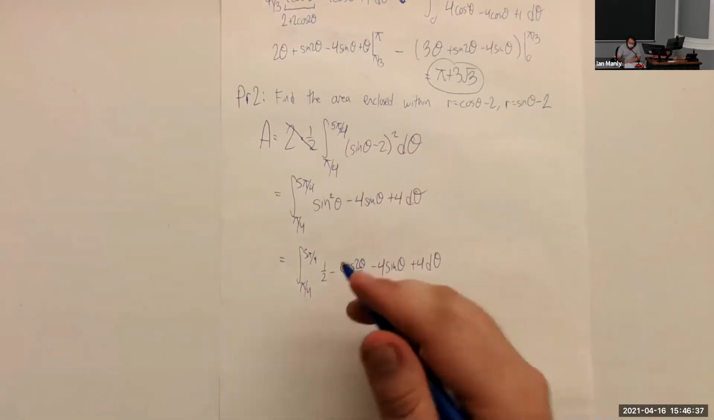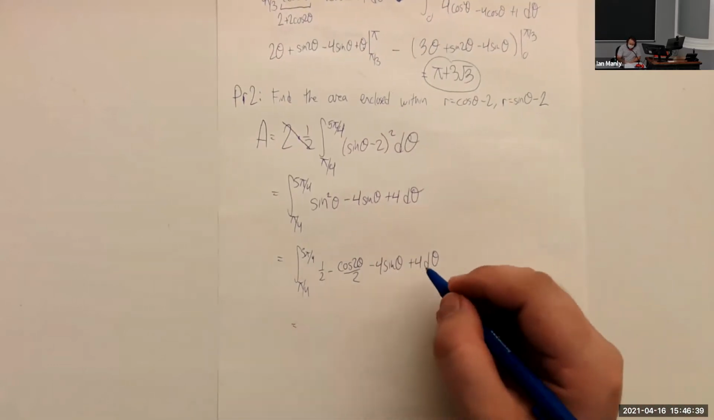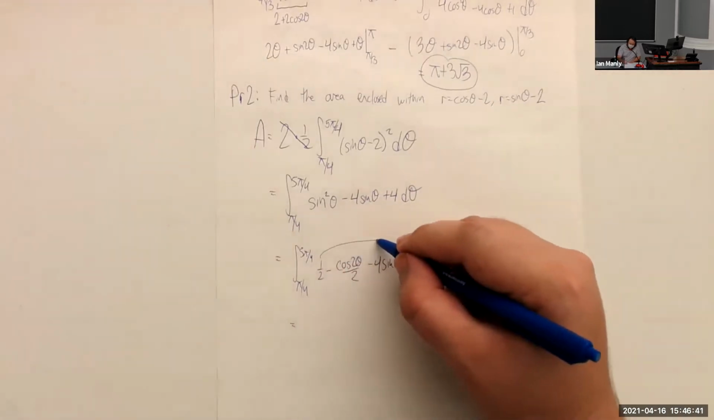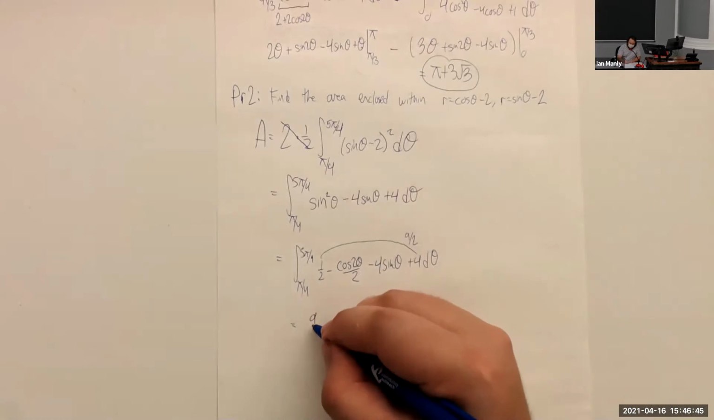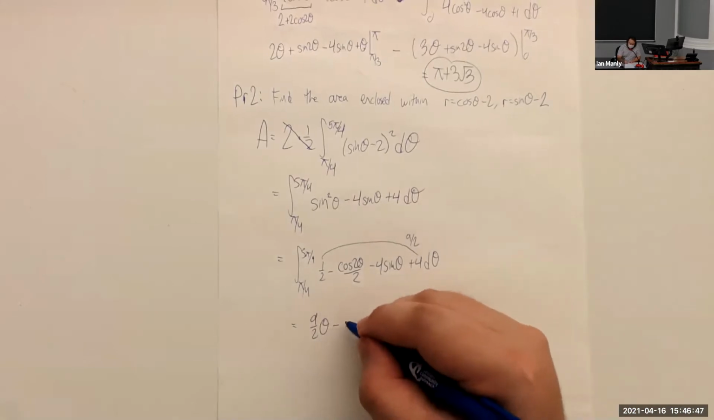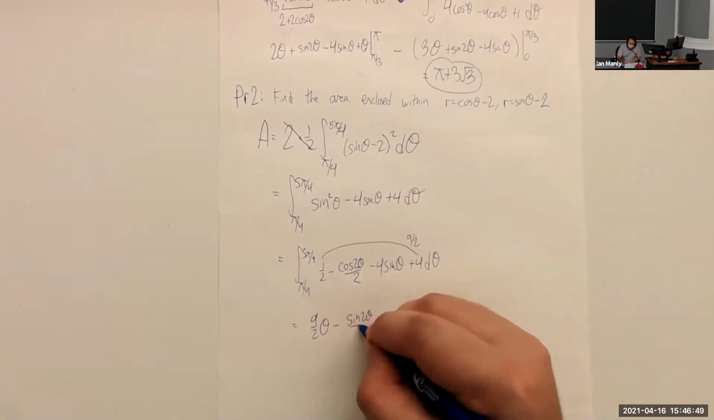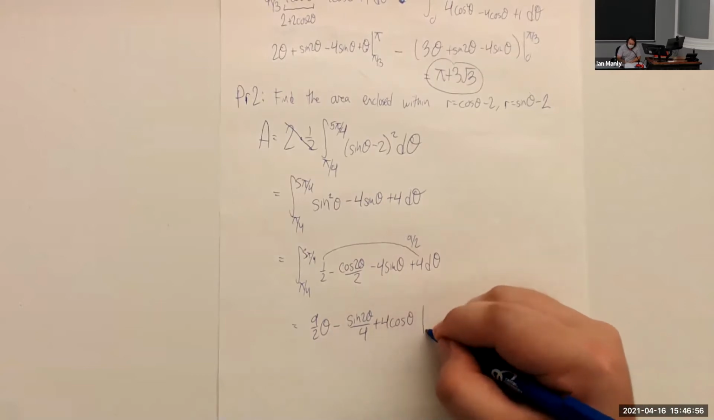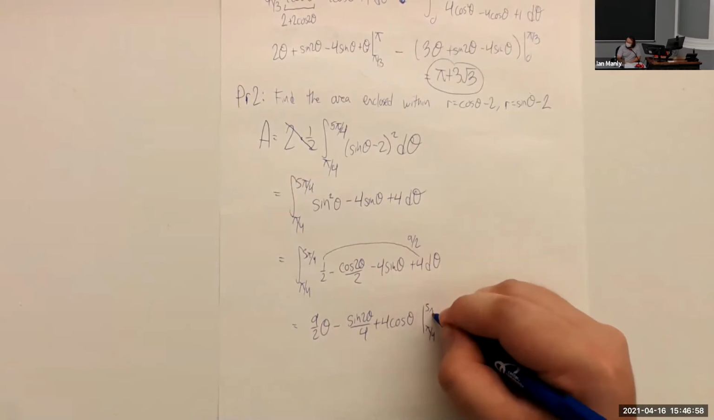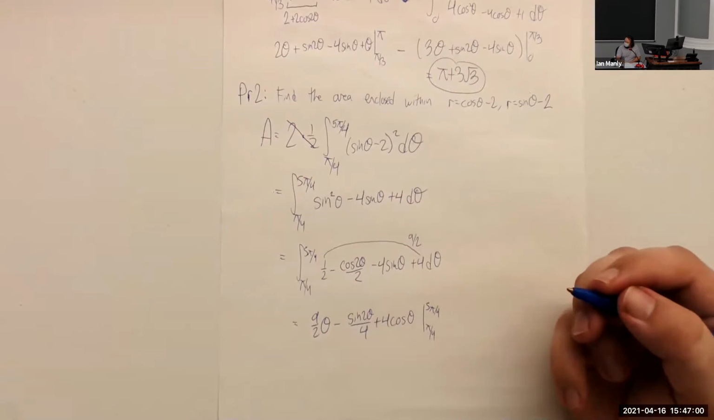And then we integrate this. By the way, 4 and 1/2, I'm going to combine these together. That's going to make 9/2. So I have 9/2 theta minus sine of 2 theta over 4, because I divide by a 2. And then I have plus 4 cosine of theta, from pi over 4 to 5 pi over 4.